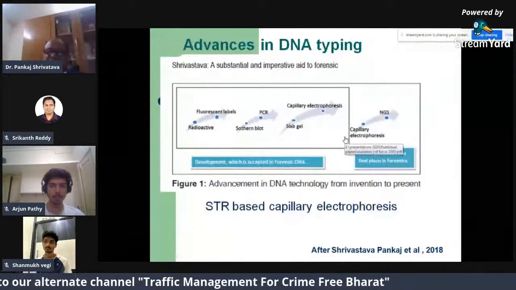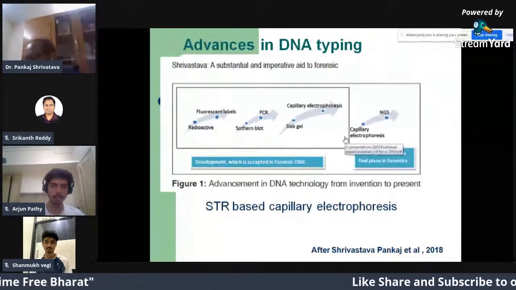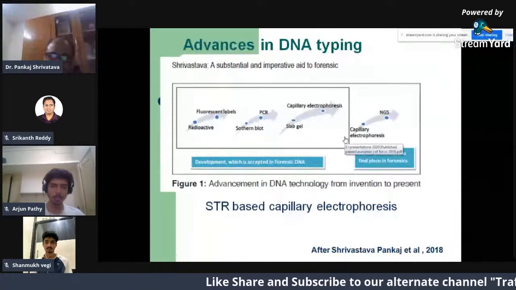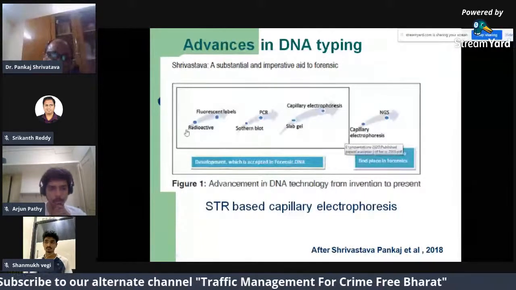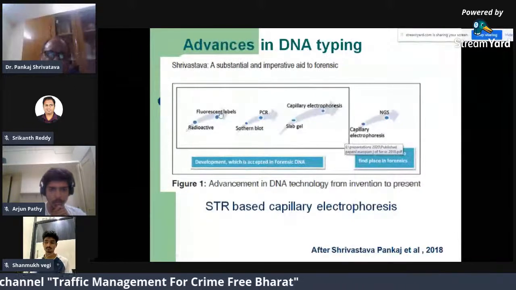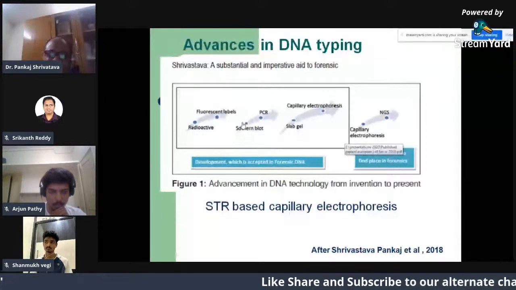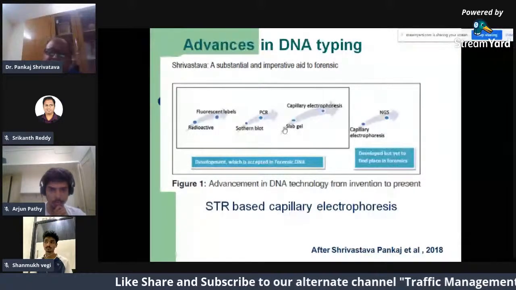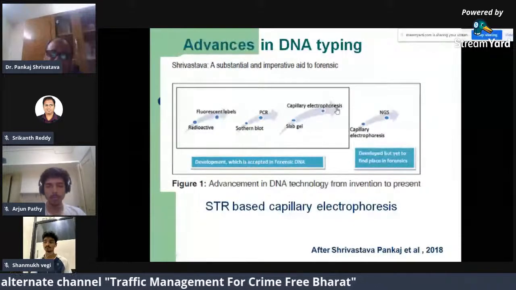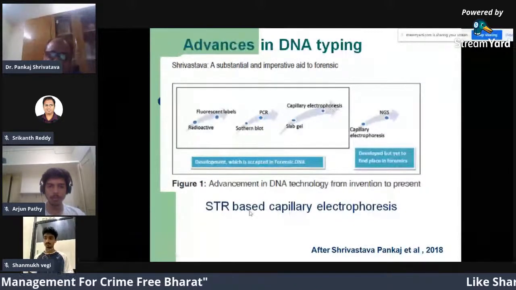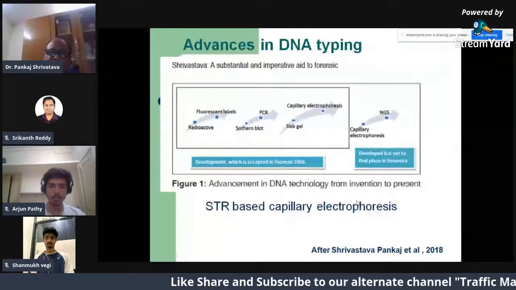So if you ask what the present day technology is, as I said earlier, DNA technology is a continually evolving technology. It started with radioactive probes, and now it has become fluorescent labels. It started with southern blot, now you have PCRs. It started with slab gel, but now you have electrophoresis. The present day technology is STR based technology, which is practiced with capillary electrophoresis.